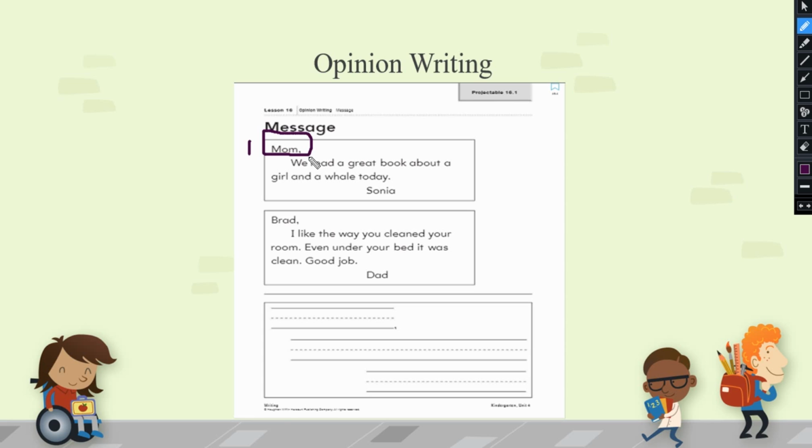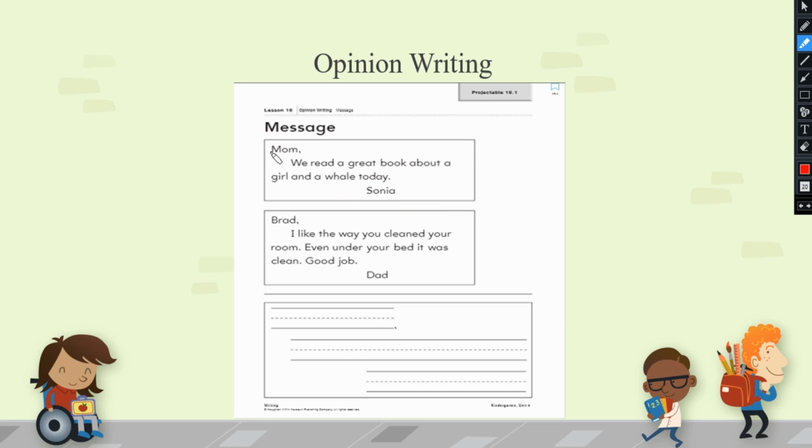The next part of the message tells what the message is about. This part right here. So let me just kind of circle it. All right. Okay, I'll just call that number 2. So this part of the message tells what the message is about. It gives an opinion. And then let's look at the last part. Okay, so the last part of the message, it's a little messy, sorry y'all. All right, so the last part of the message is the name of the person who wrote it. Sonia. Sonia wrote a letter to Mom. So she is the author of this message.